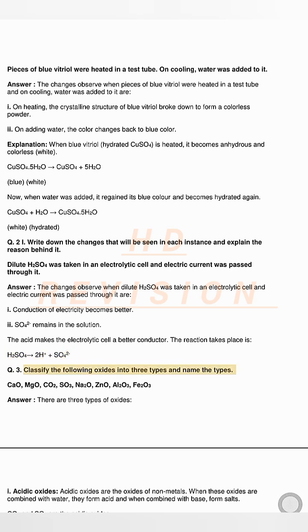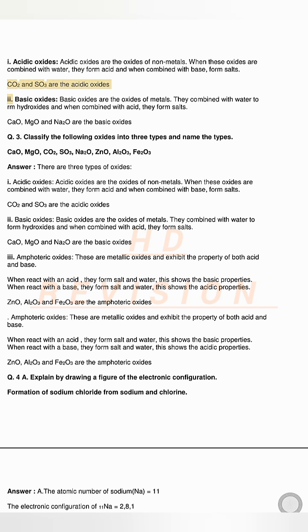Q3. Classify the following oxides into 3 types and name the types: SO, MgO, CO2, SO3, Na2O, ZnO, Al2O3, Fe2O3. Answer. There are 3 types of oxides. I. Acidic oxides. Acidic oxides are the oxides of nonmetals. When these oxides are combined with water, they form acid, and when combined with base, form salts. CO2 and SO3 are the acidic oxides.